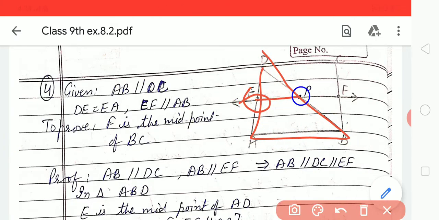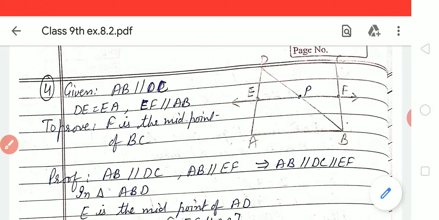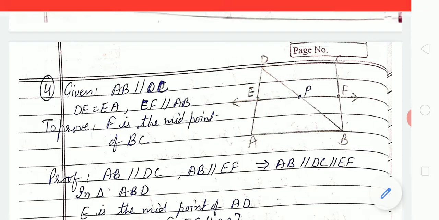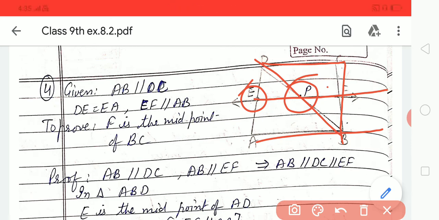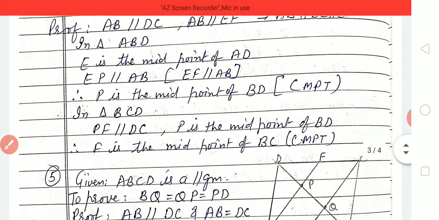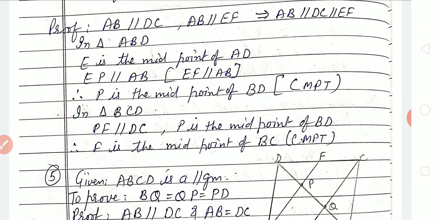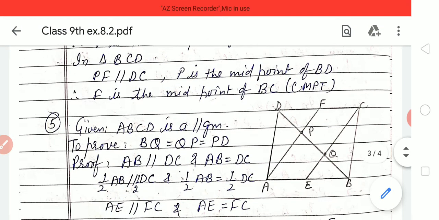E is the midpoint, so EP is parallel to AB and also half of AB, right? And in this triangle, if E is the midpoint, and we have shown that this is parallel to AB and half of it, so you can say that P is also the midpoint. Now come to triangle BDC. In that we have taken P as the midpoint of the side BD. So by the midpoint theorem you can say that PF is parallel to DC and also half of DC, so that means F is the midpoint. So F is the midpoint. What I taught you, I have written here, so you can read from here.